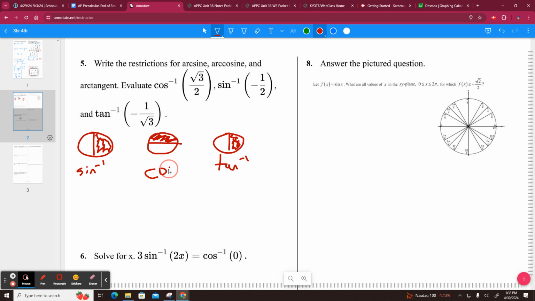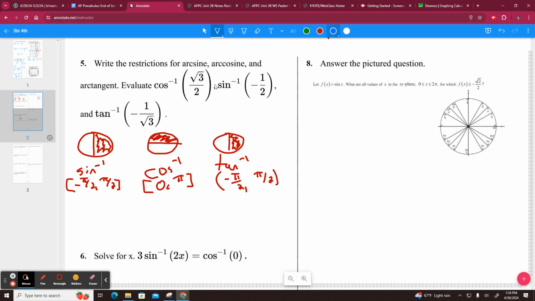So arc cosine. And if you wanted the full restrictions, what these restrictions are saying is my range is going to be from negative pi over 2 to pi over 2. For cosine, it's going to be 0 to pi. And tan's the same thing as arc sine, except the endpoints are not included. So parentheses instead of brackets.